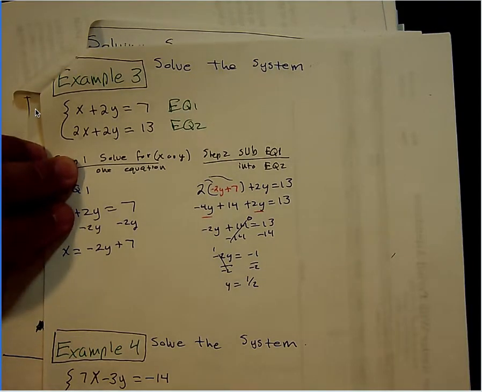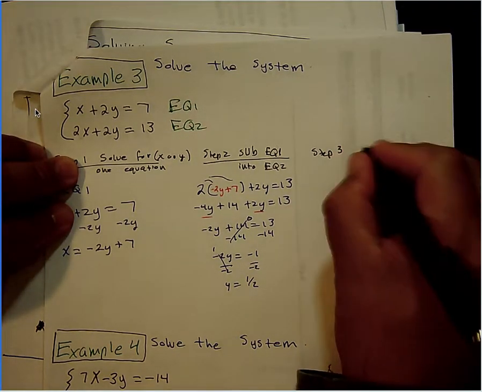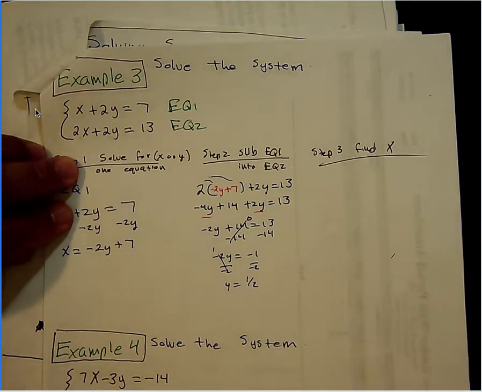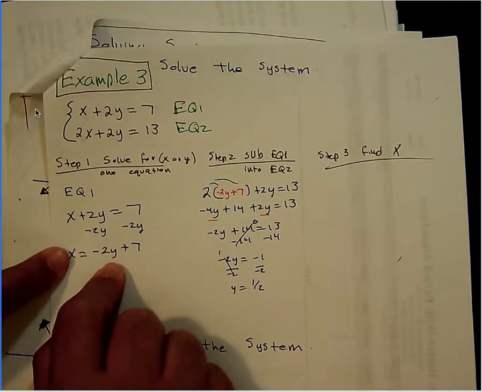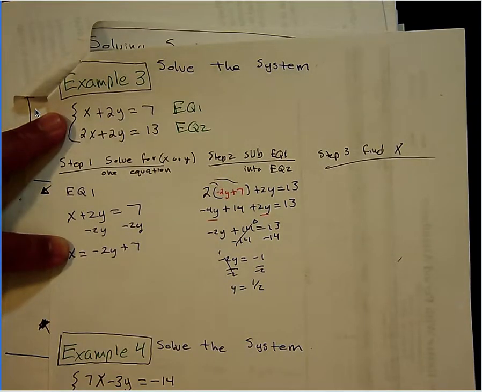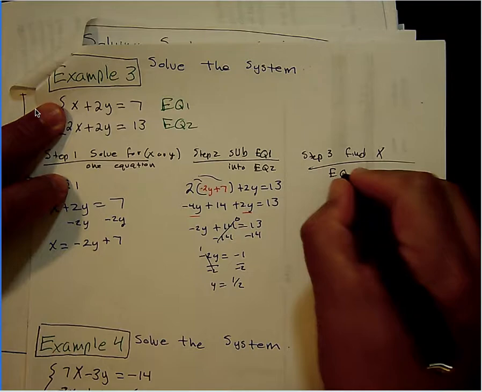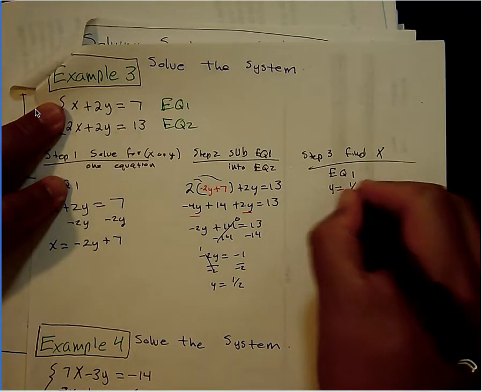Step 3 is to find what we're missing, x. You can substitute into any of these two equations, but I'm going to use the one on top so as not to confuse you. So I'm going to use equation 1, and we know y equals 1 half.